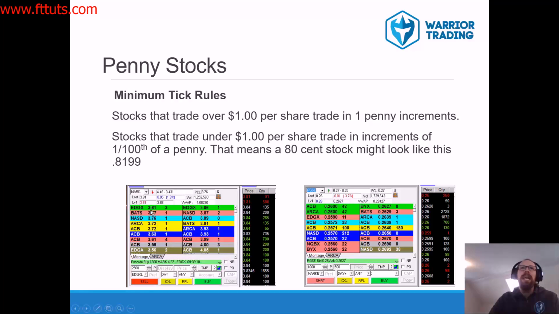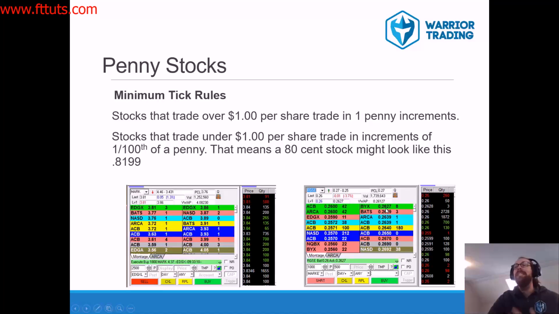Okay, so $3.80 by $3.81, $3.81 by $3.86. This has a little bit of a spread. But stocks that trade under $1 per share trade in increments of 1/100th of a penny. Okay, think about that. That means an 80-cent stock might look like 0.8199. Here you've got this stock that's trading at 26 by 26.27. So for it to even get up to 27 cents, look at how much it has to move through.